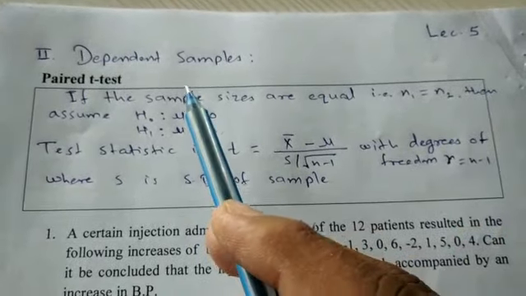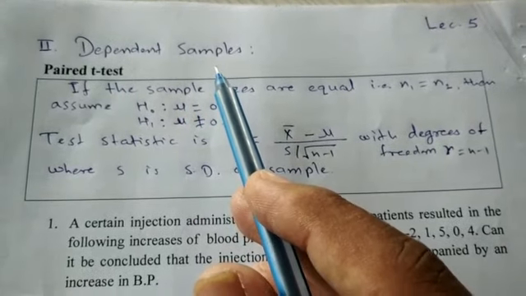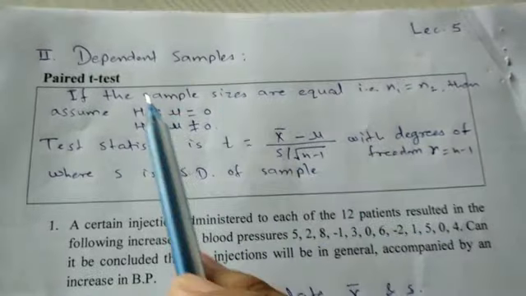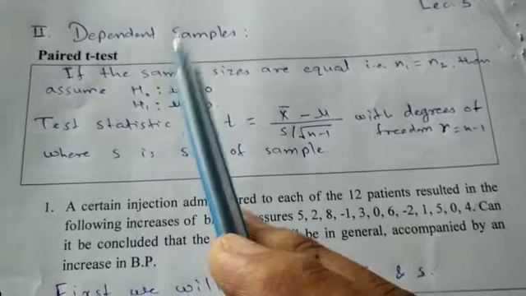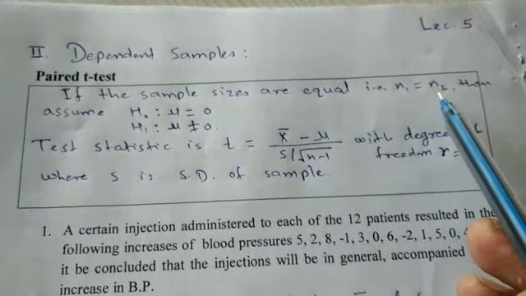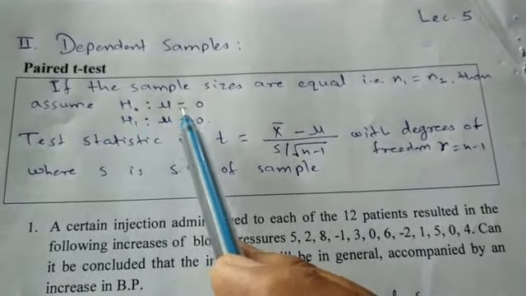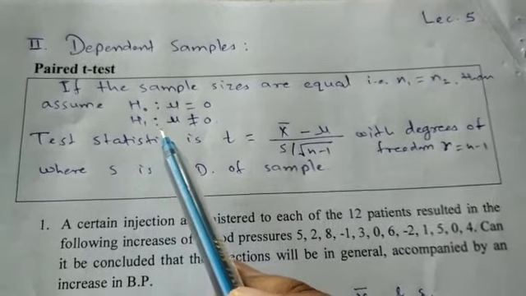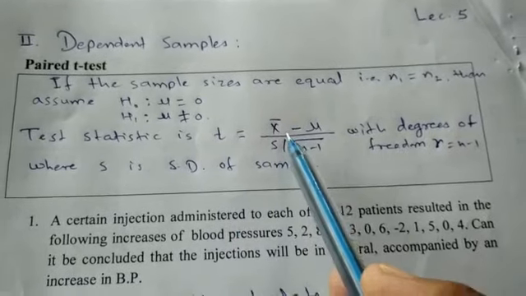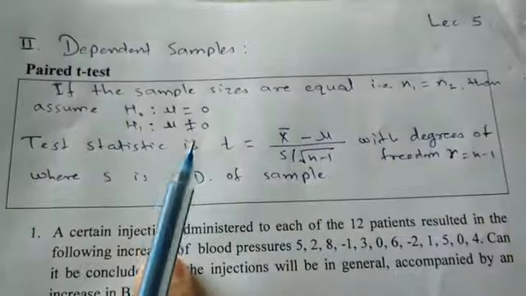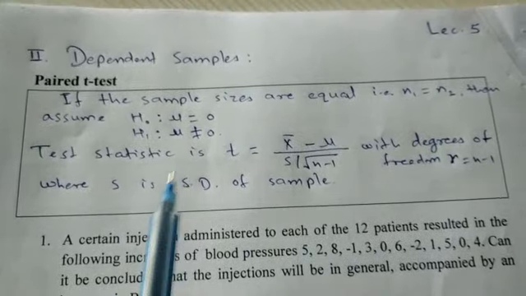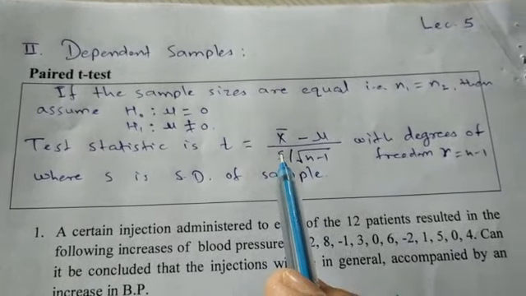Now here, the second type is dependent samples. In the last lecture, we used the t-test. Now here, we are going to use the paired t-test. So for this test, if the sample sizes are equal, that is n1 equal to n2, then assume the null hypothesis to be mu equal to 0, the alternate hypothesis as mu is not equal to 0, and our statistic is t equal to x bar minus mu divided by s divided by root n minus 1, and the degrees of freedom nu is n minus 1, where this s is the standard deviation of the sample.